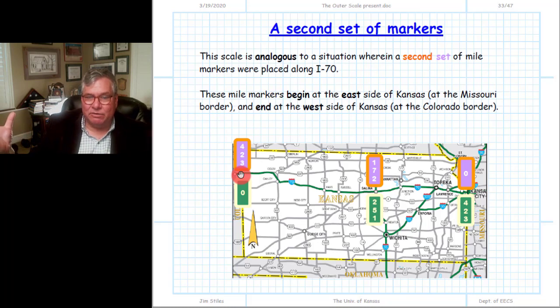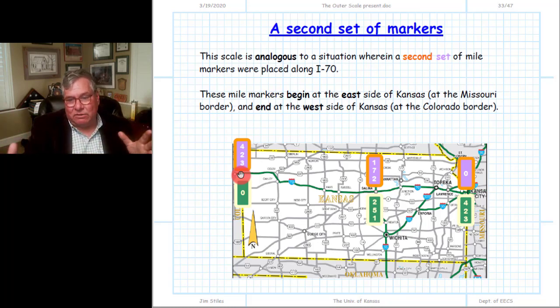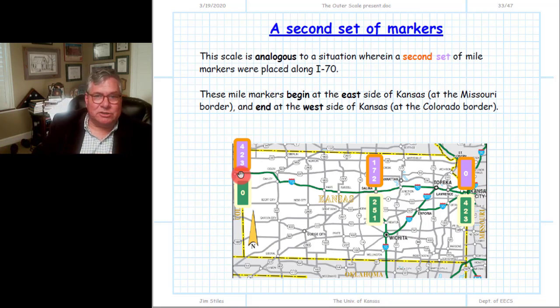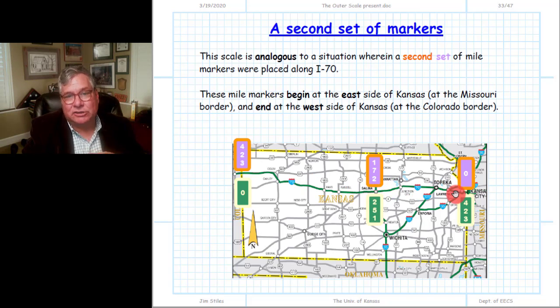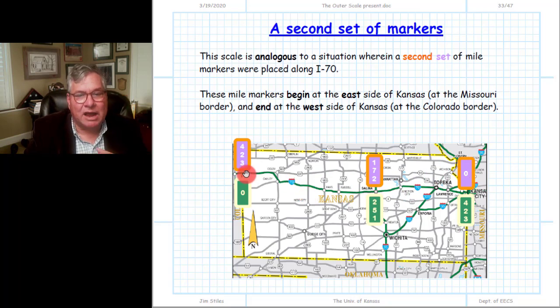Of course, we could have done it either way. It's arbitrary. And the difference between these two systems of mile markers really is just their direction. One is associated with mile markers increasing as we move easterly, where in the other set of mile markers, the values increase as we move westerly along I-70.